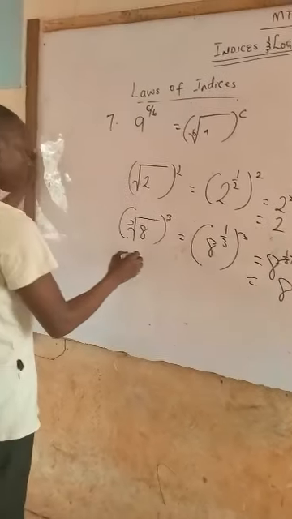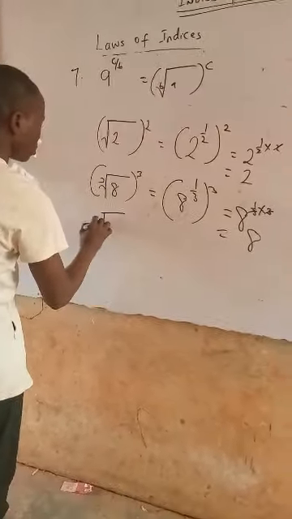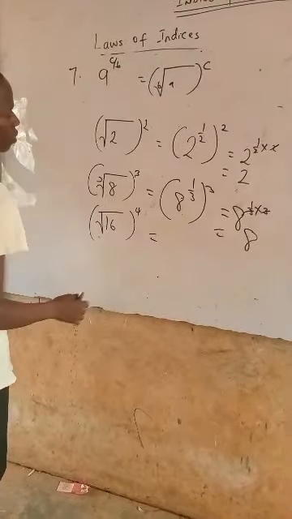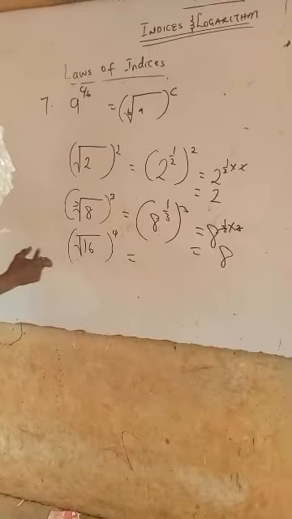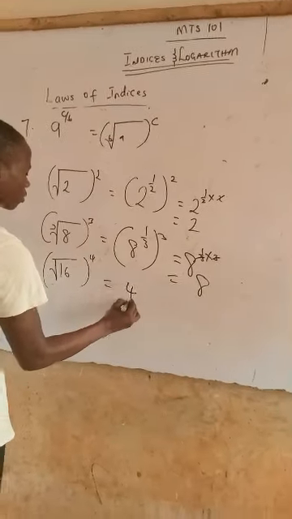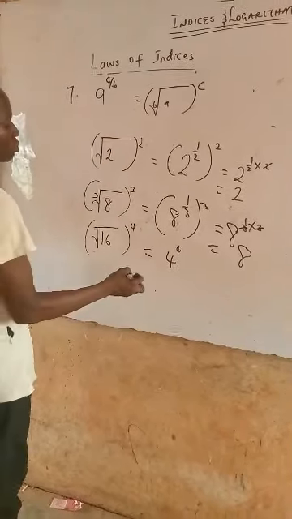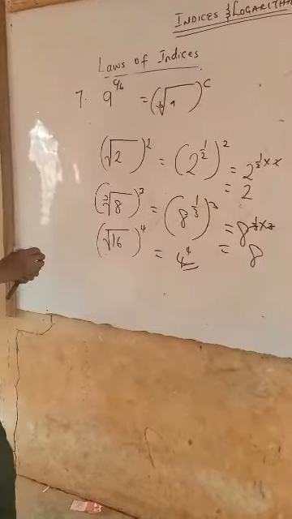Now what if you have square root of 16 raised to the power of 4? We know square root of 16 will give us 4. So this is 4 raised to the power of 4. So that is that about that.